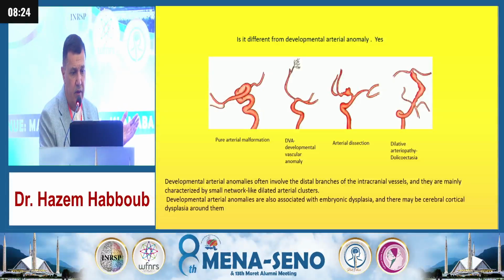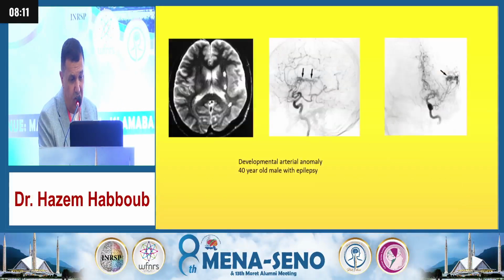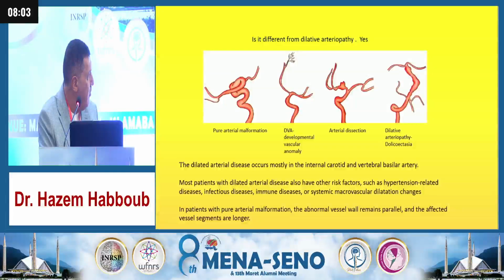Are they different from developmental arterial anomaly? Yes, it seems they are different, because usually developmental arterial anomalies are associated with dysplasia, some sort of embryonic dysplasia to the cortex adjacent to them. So this is a typical case of embryonic arterial anomaly, and usually it's associated with dysplasia.